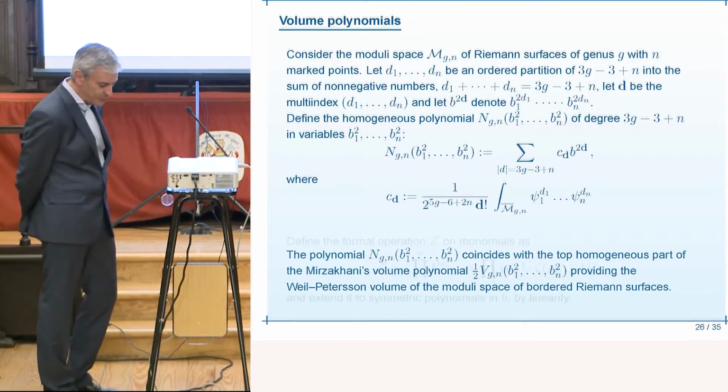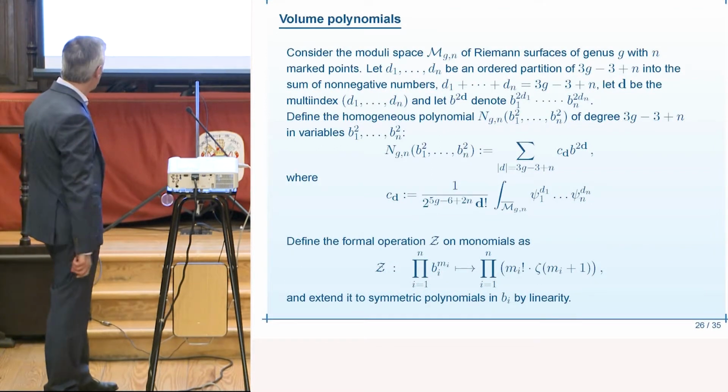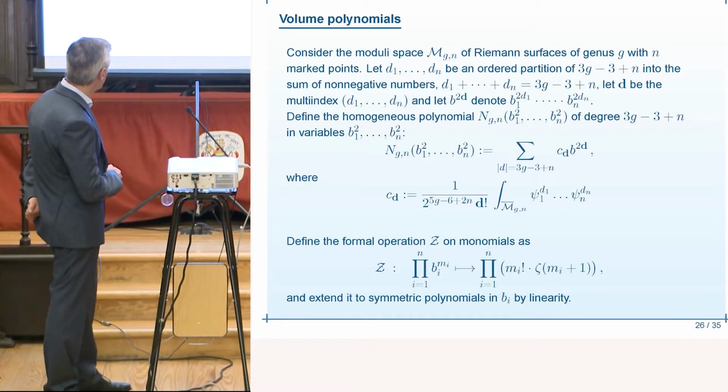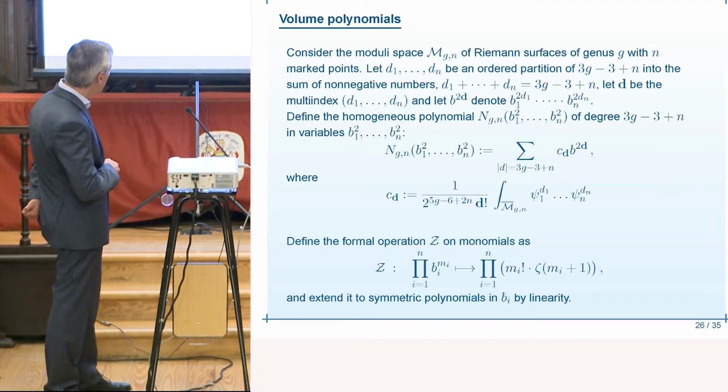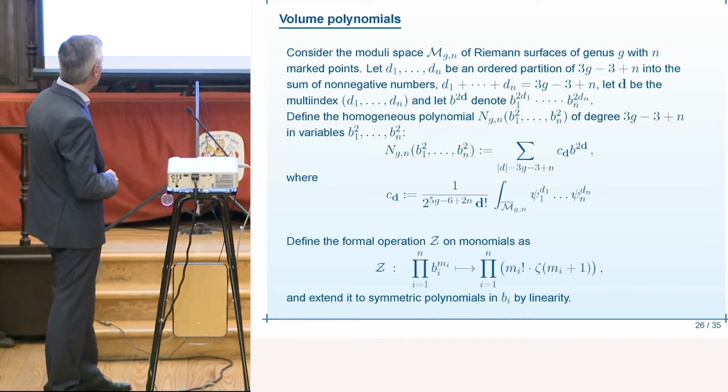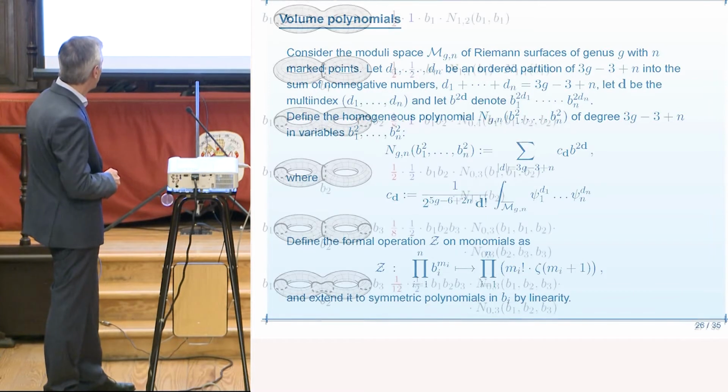Now let me introduce a formal operation which associates a number to a homogeneous polynomial. I just take powers of variables b and replace them by the corresponding power factorial, and I multiply by zeta of this power shifted by 1. So to every monomial like this, we associate a number, and then we extend it to symmetric polynomials in b's by linearity.